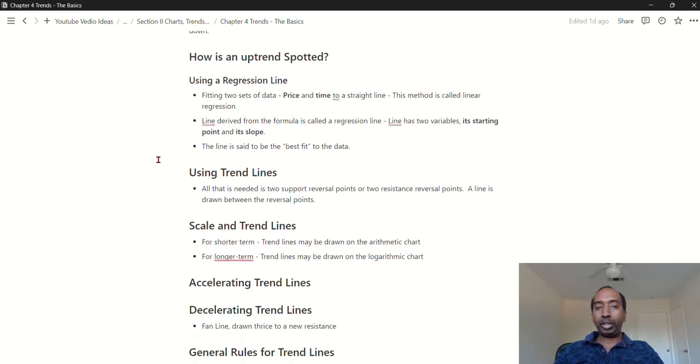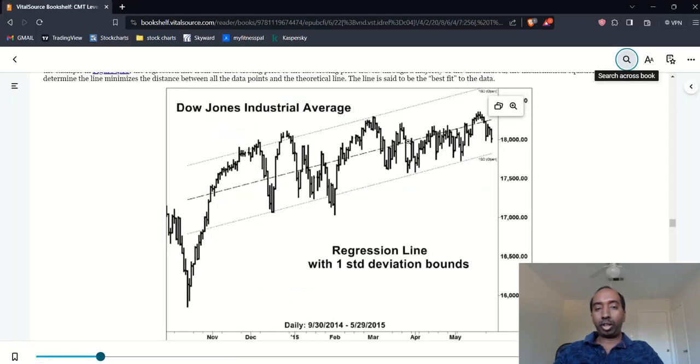There are multiple ways we can spot a trend, uptrend or downtrend. Here, the first option is using a regression line: fitting two sets of data, price and time, to a straight line. This method is called linear regression. The line derived from the formula is called the regression line. The line has two variables, its starting point and its slope. The line is said to be the best fit to the data. This is the regression line.